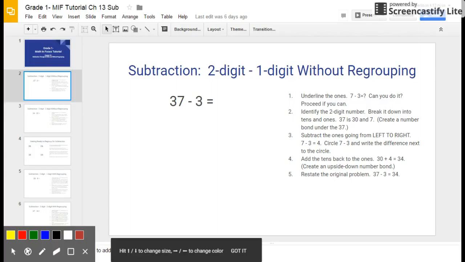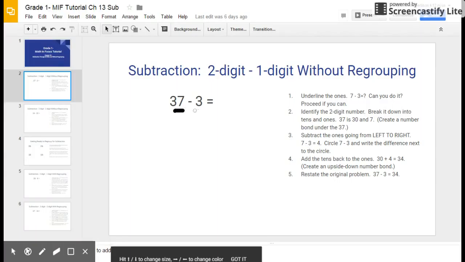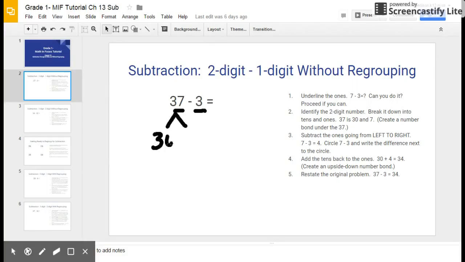Our first step is to underline the ones. Can we subtract 3 from 7? Yes, we can. So our second step is to identify the 2-digit number. 37 gets broken down into 30 and 7. Our next step is subtract the ones. Here we have 7 minus 3, and 7 minus 3 is 4.